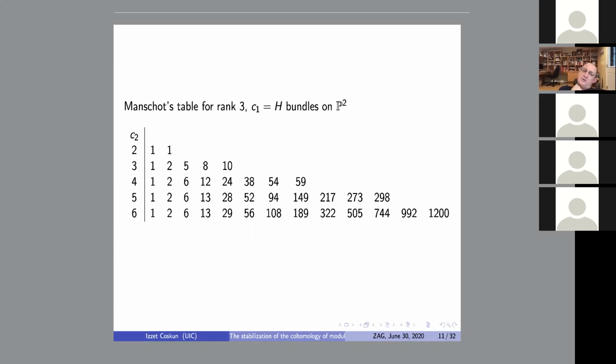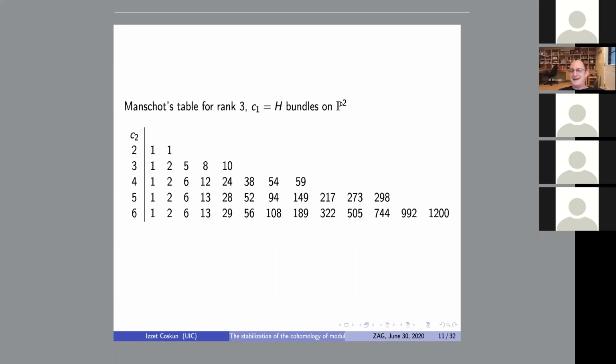C1 is H, and you're still on P2. And then again, you see that B2 becomes 2, B4 becomes 6, B6 becomes 13, and so on and so forth. Okay? So this is some numerology that there are some cases where people have computed, and you see this stabilization.